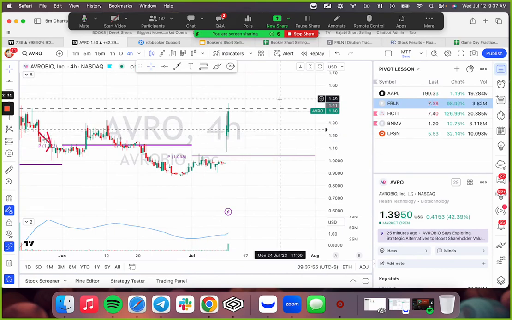And remember also, these aren't lessons about daily pivots. These are not lessons about weekly pivots or anything. This is just about monthly pivots here.